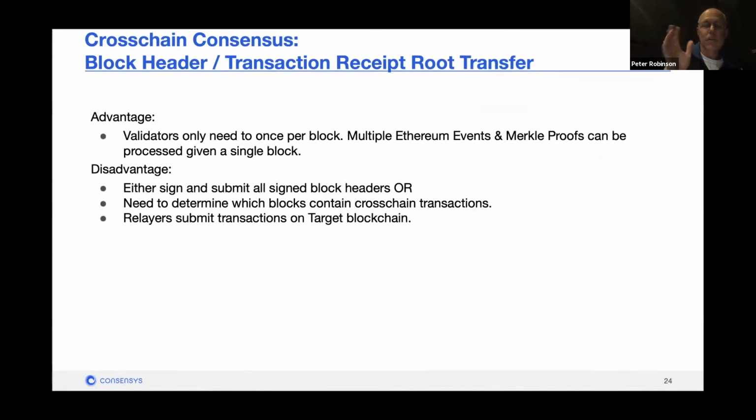And the advantage obviously is that you only have to be putting across, so signing and then submitting, one transaction per block to actually have it trusted. But then you might be signing and transferring a whole heap of block headers that are not needed, which would be a waste.